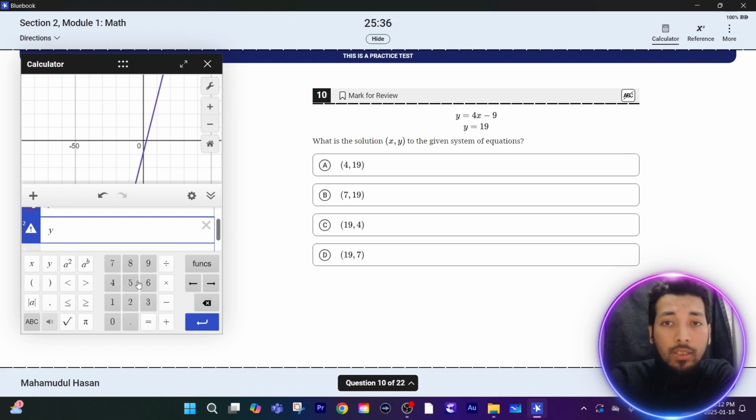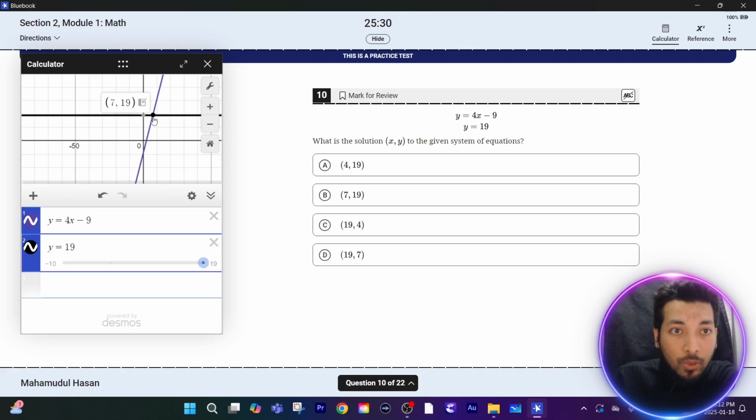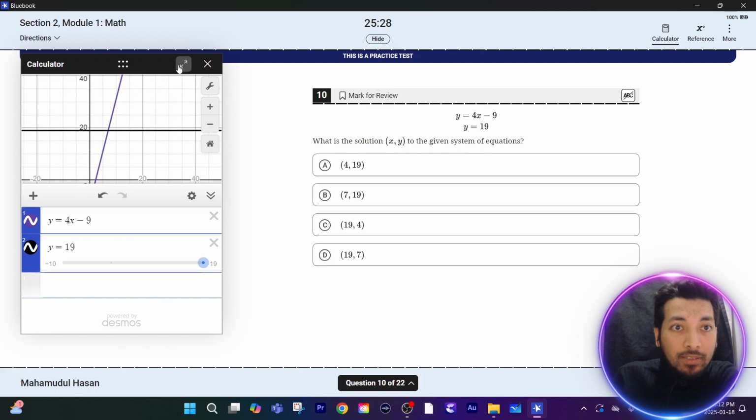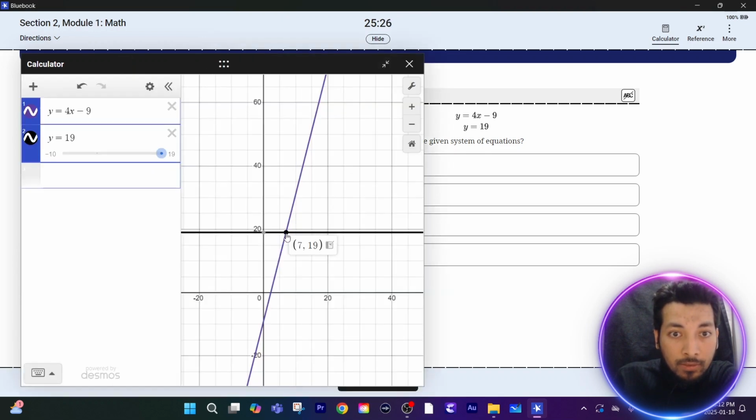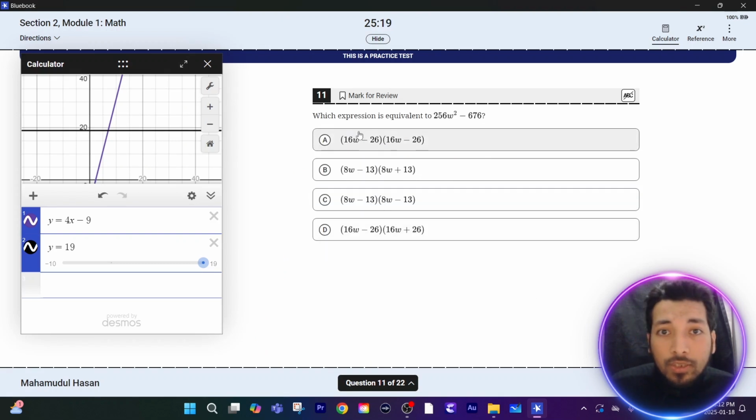So we have y is equal to 4x minus 9 and y is equal to 19. So you can see that the 2 lines are intersecting right at 7, 19. That's our answer. Perfect. Okay, let's move on to this problem.